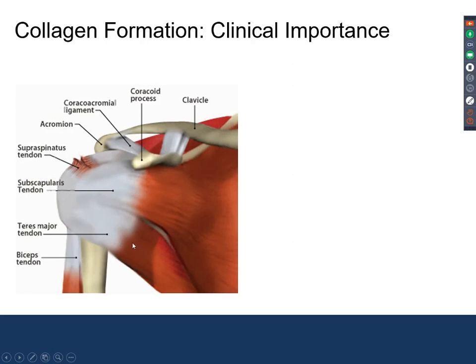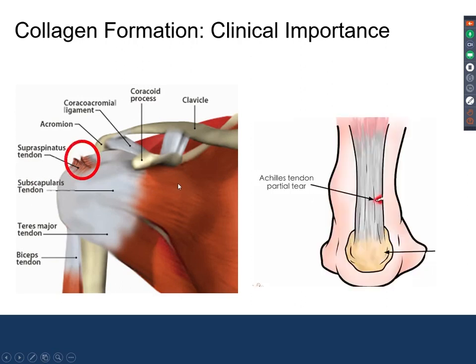So of course, why is this important clinically? Well, we tend to see as clinicians a lot of injuries like a torn supraspinatus tendon, for example, right? Or an Achilles tendon tear as well. So anything we can do to help promote healing of collagen, of course, that's what we're going to try and do.